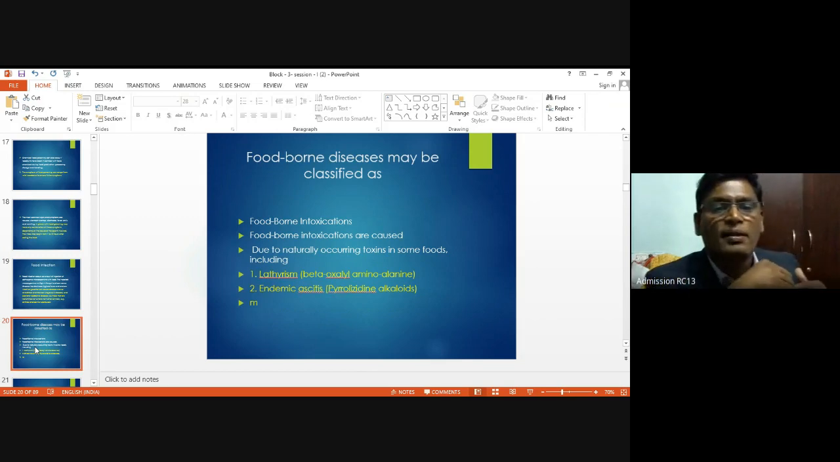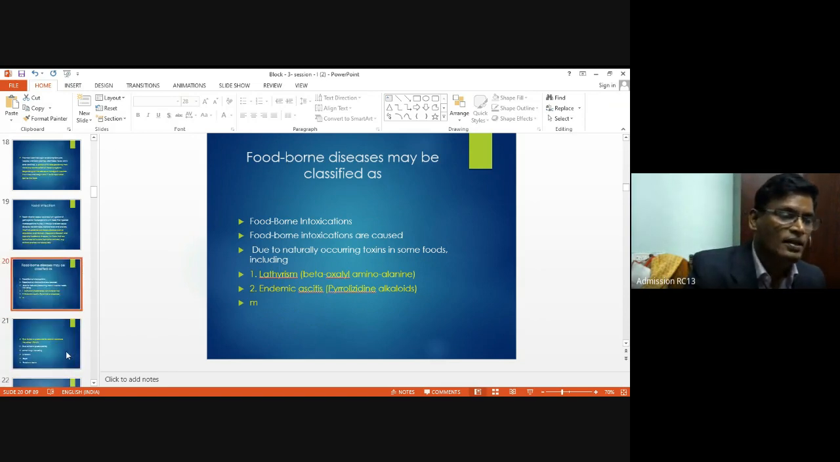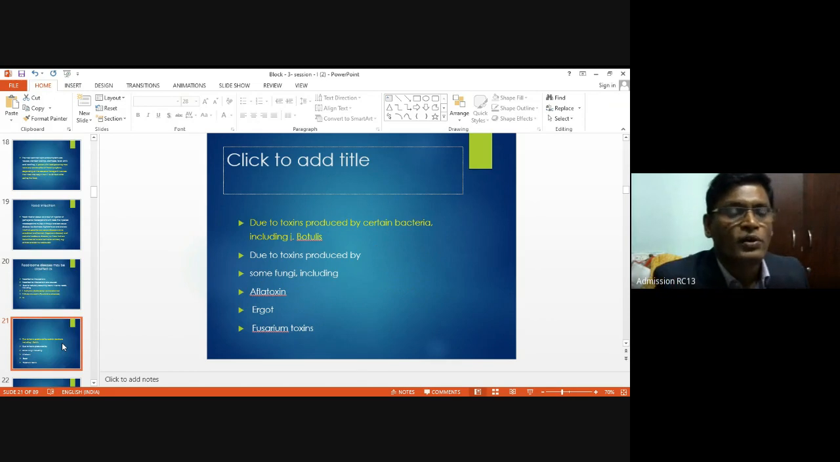Foodborne disease may also be classified as intoxication. Foodborne intoxications are caused by naturally occurring toxins in some foods, including lathyrism, beta-oxalylaminoalanine, and also endemic ascites, that is pyrrolizidine alkaloids. These are some of the chemicals produced which cause poisoning in human beings. Intoxication is also due to toxins produced by certain bacteria, including botulism, and toxins produced by some fungi, which include aflatoxin, ergot and fusarium toxin.